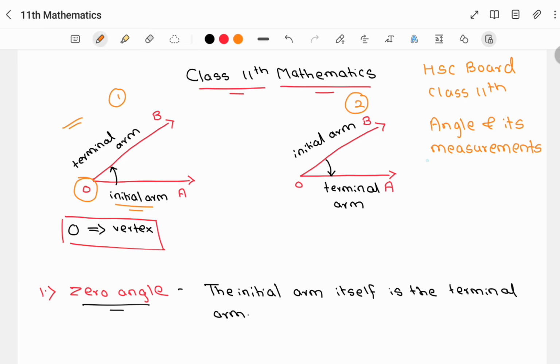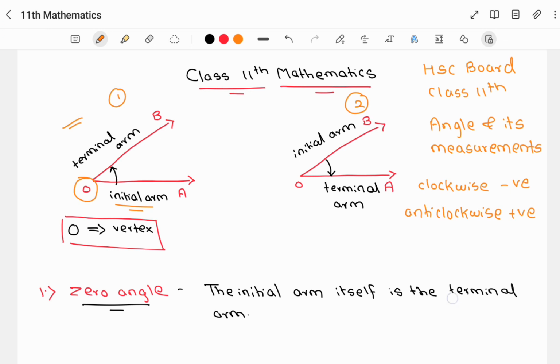Generally, the clockwise rotation is considered to be negative. So the clockwise rotation for the initial arm is considered a negative angle, and the anti-clockwise rotation is considered to be positive. So the clockwise rotation for the arm of an angle is considered to be negative, and the anti-clockwise rotation for the arm of the angle is considered to be positive.